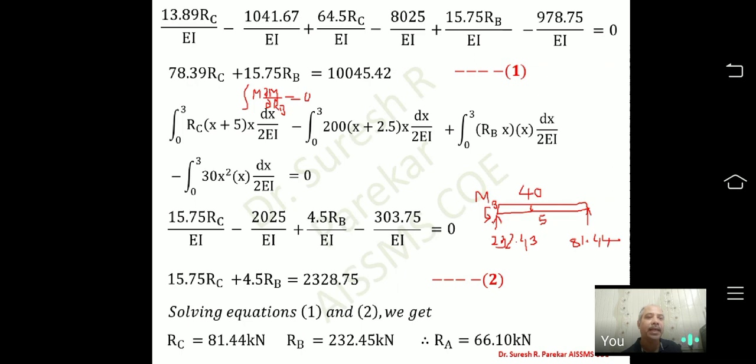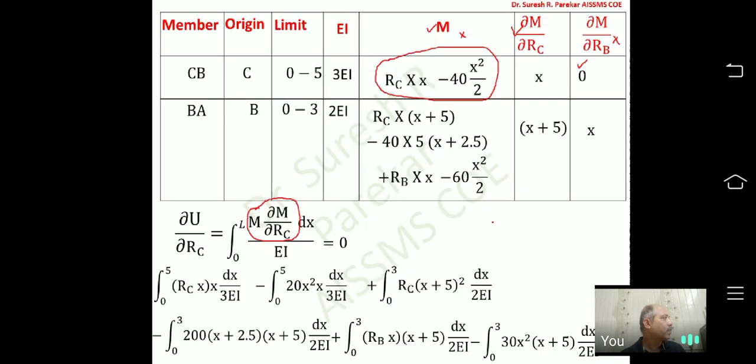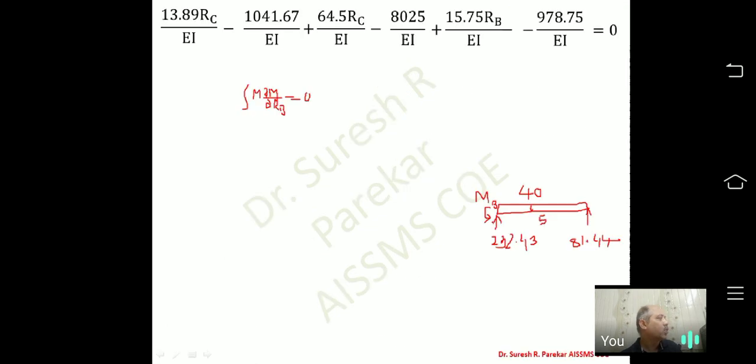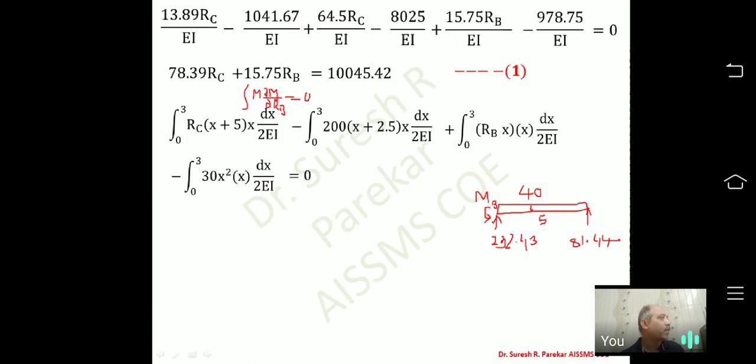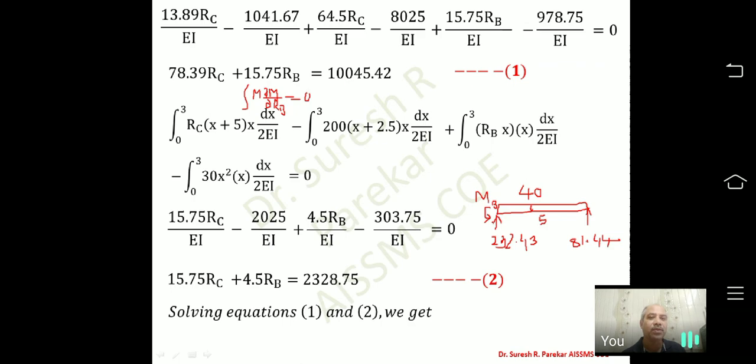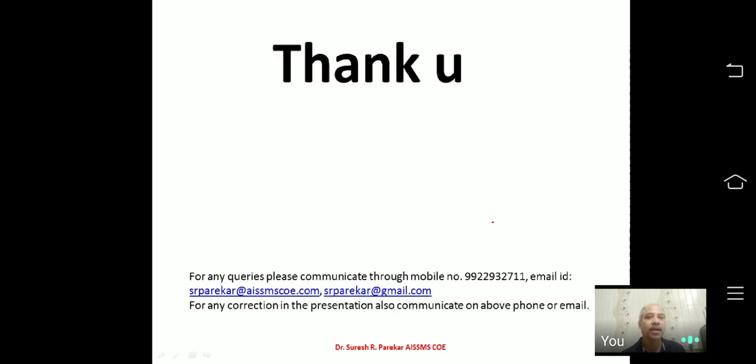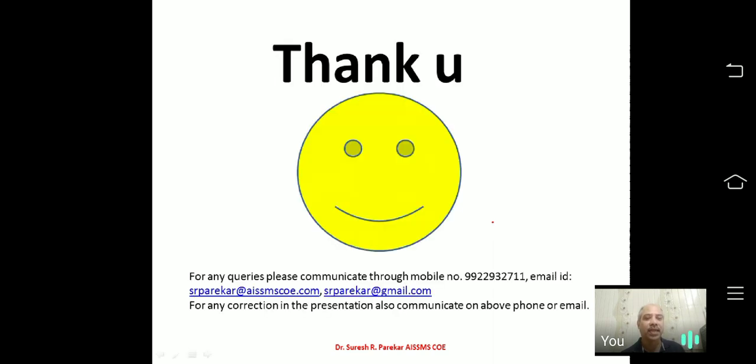So we can find it in this way, because you can see here this span is 0 to 5 for CB, and therefore we have taken 0 to 5, and I will get the value of MB. So we can find it in this way. And so this is all about Castigliano's second theorem, and this completes actually SA1.